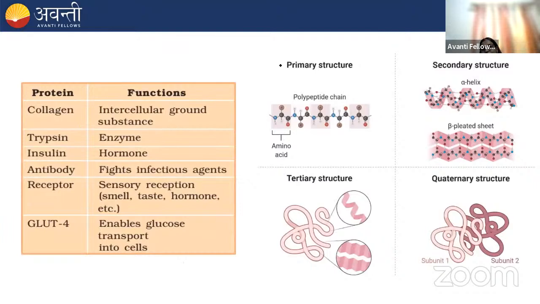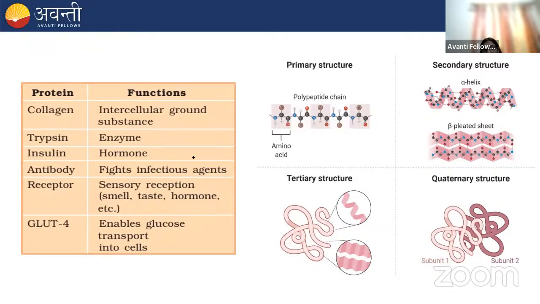This slide shows you the structures of protein: primary structure, secondary structure, tertiary structure, and quaternary structure. Primary structure shows you the sequence of amino acids. The amino acids are arranged in a chain, right? A polypeptide chain. And the secondary structure shows you the helix and the beta sheets.